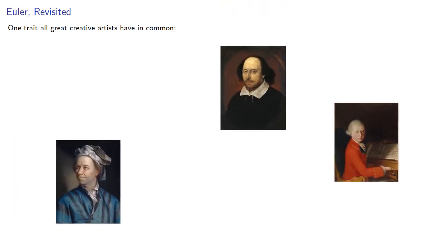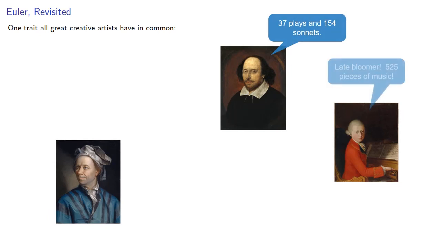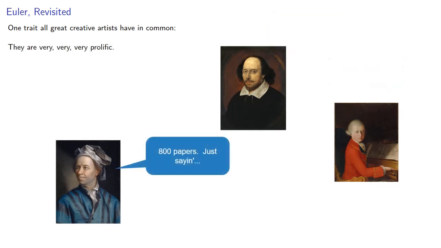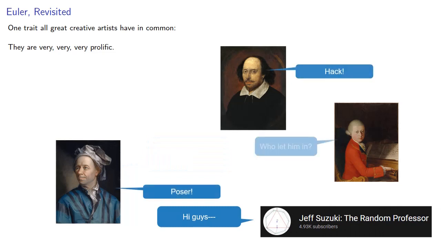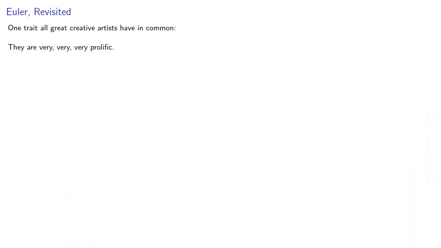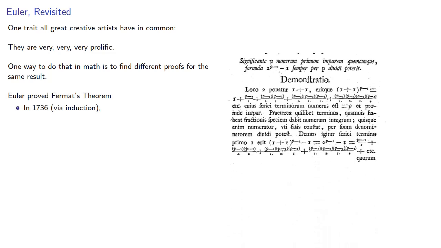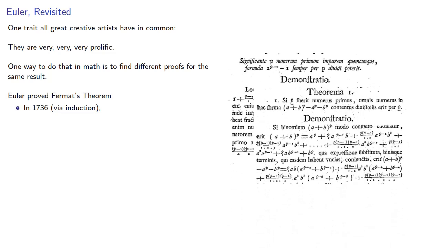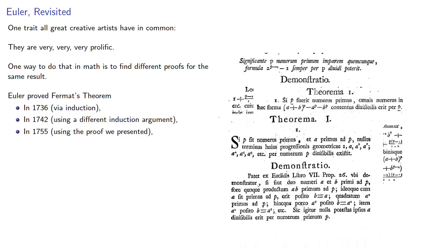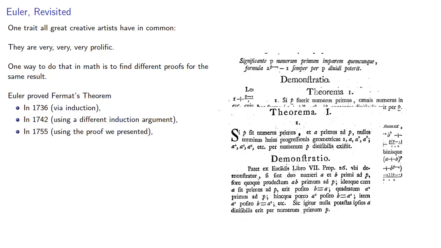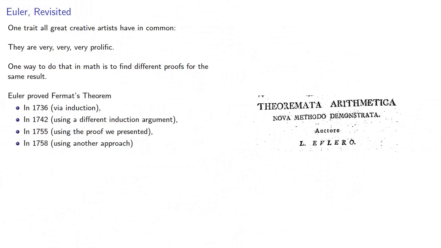So there's one trait that all great creative artists have in common. They're very, very, very prolific. Now, one way to do that in math is to find different proofs for the same result. And so Euler proved Fermat's theorem in 1736 via induction, in 1742 using a different induction argument, in 1755 using the proof we presented, and a fourth time in 1758 using a slightly different approach.